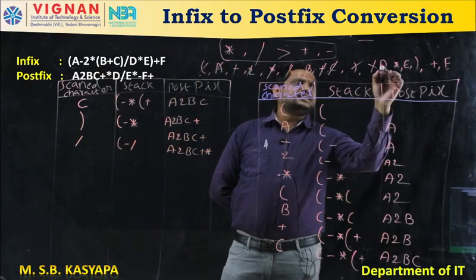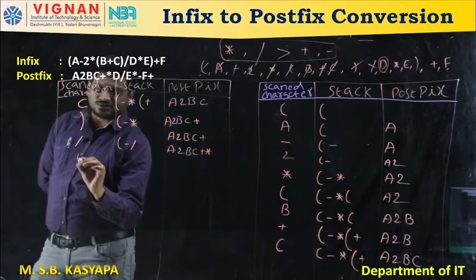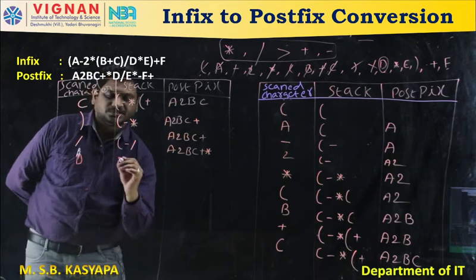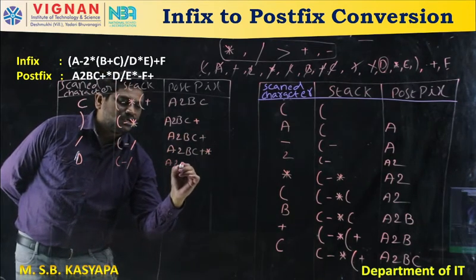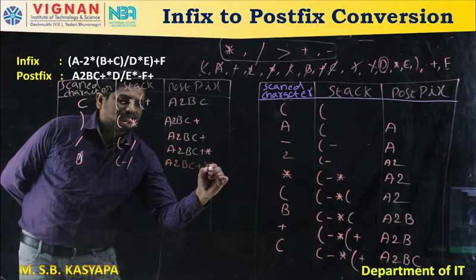Now, division is completed, and the next one is D. So, here you have no problems. If it is D, directly I will move it to the postfix expression. Directly it goes to the postfix expression. Now, A B C plus star, next D.